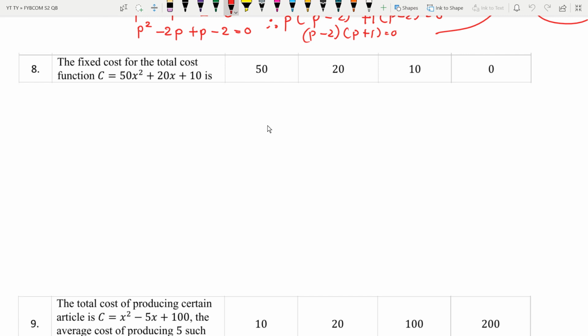So in the cost function, the fixed amount which does not depend on the number of units produced is called the fixed cost. And in this cost function, this term depends on the number of units because x is nothing but the number of units. This term also depends on it. So this total is the variable cost, but this plus 10, this 10 is always there. It does not depend on the number of units produced. So 10 is nothing but the fixed cost. Correct? So the constant becomes your fixed cost.